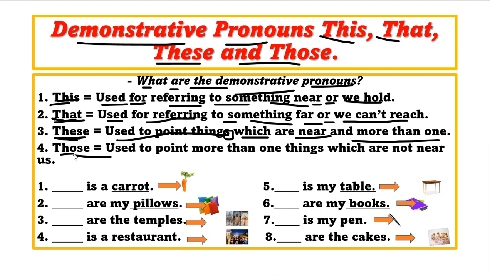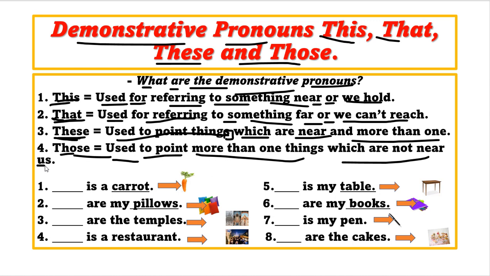How about those? We use it to point to more than one thing which is not near. It means far away. For example, cars: those are the cars. You cannot reach them. Maybe you are on the second floor of the school and you see a lot of cars, so you can say, those are the cars. Those are the people.